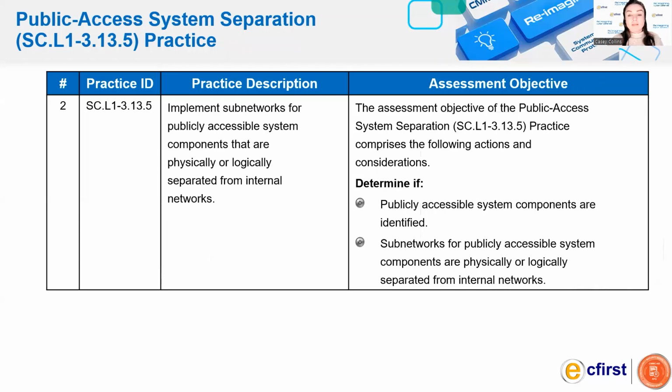Public access system separation. So for our practice description, implement subnetworks for publicly accessible system components that are physically or logically separated from internal networks. So the assessor would want to determine if publicly accessible system components have been identified, and if subnetworks for publicly accessible system components are physically or logically separated from those internal networks.